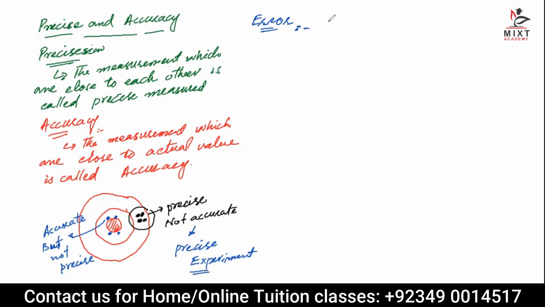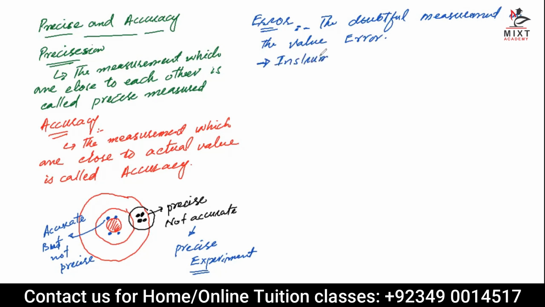Error. What is error? The doubtful measurement in the value is known as error. And there are three types of error. One is called instrumental error.